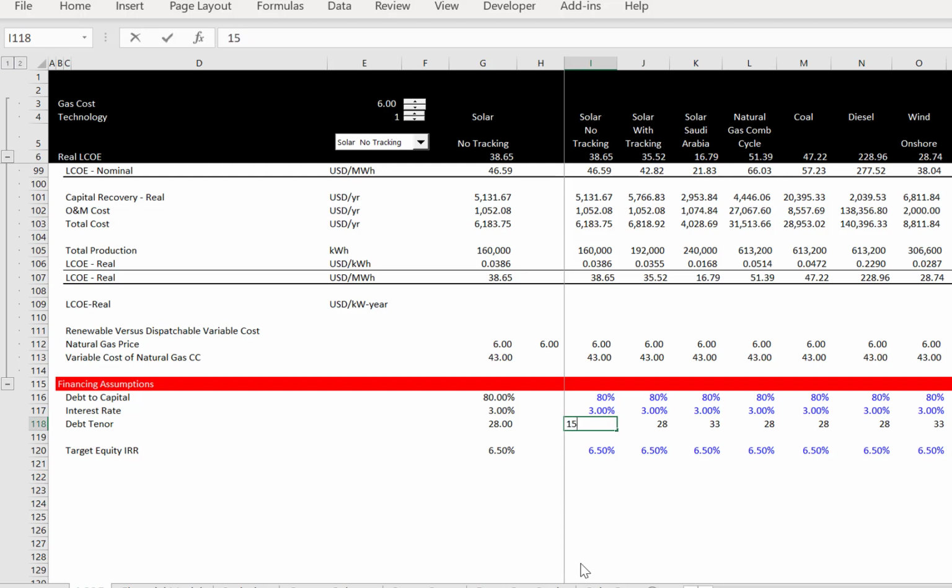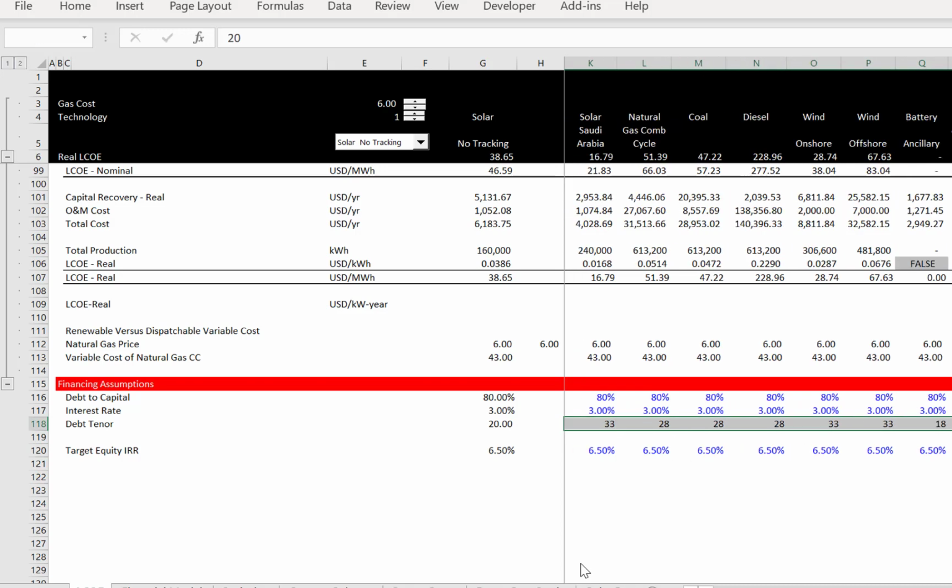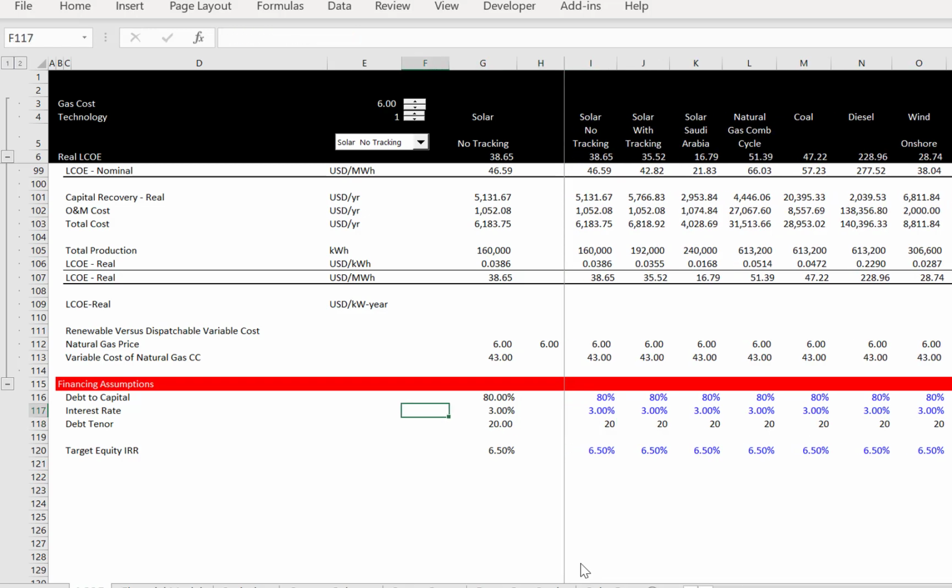Let me put maybe a couple of extra tenors in here. We'll put the debt tenor in. Now, that is a very big subject in LCOE and a very important subject because in reality, you're probably going to refinance many times, and the tenor might, in the real world, go all the way to the life of the project, which really brings me to an issue.